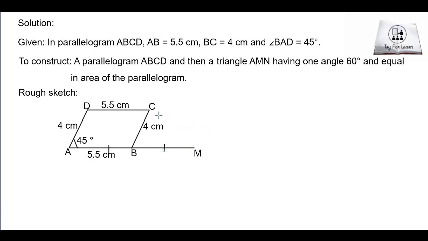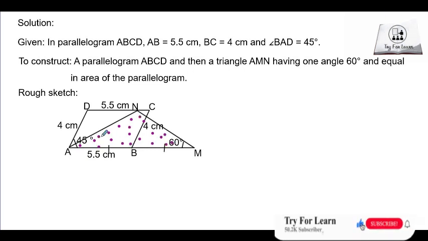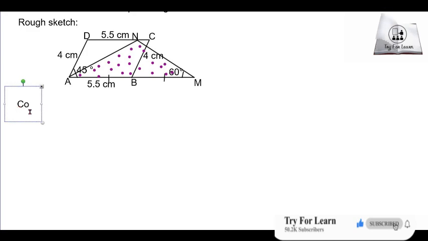Now here, according to the question, one angle of that triangle is 60 degrees. So either at A or M, you will draw a 60 degree angle. Here I'm planning to draw the 60 degree angle at M, and by joining that point with this vertex A, we will get triangle AMN equal in area to parallelogram ABCD. This is all about the rough sketch. Now by following that rough sketch, let's do the construction.